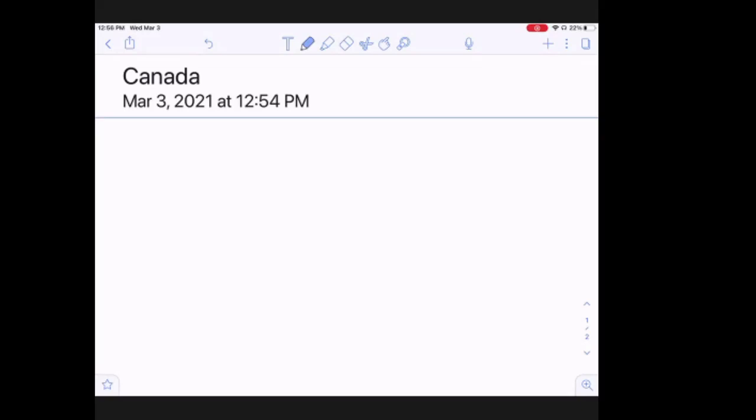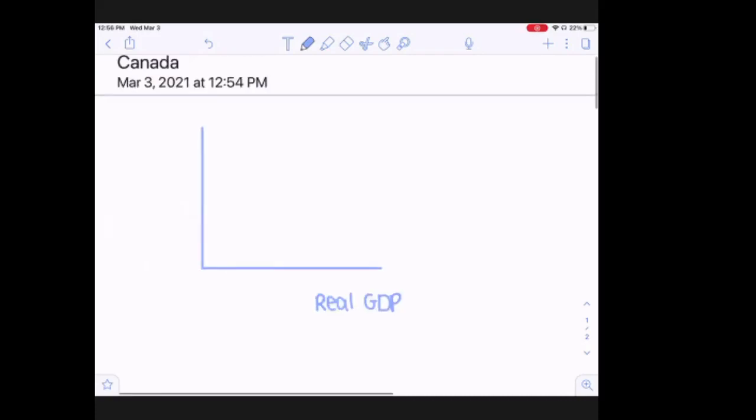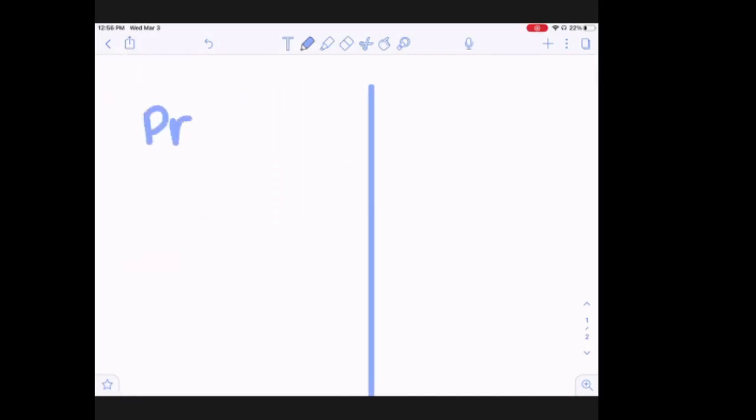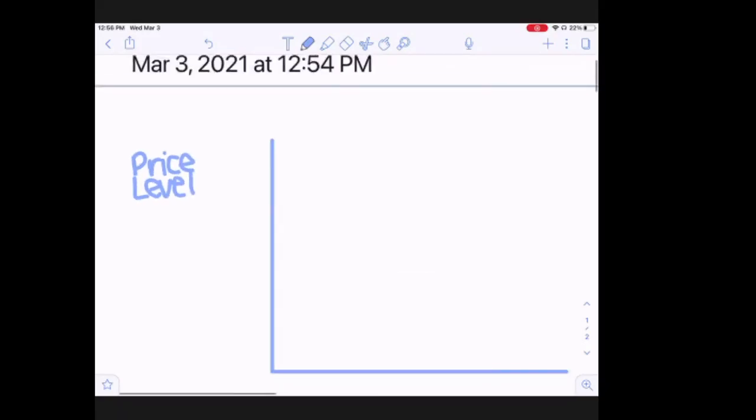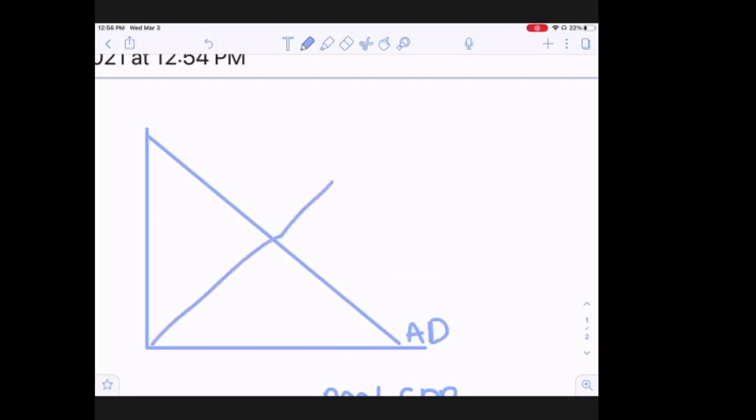So let's get the X and Y axis. All right, so we'll draw our X and Y axis and we'll label them. Real GDP on the X. And then on the Y, we'll call it price level. Then we'll draw an aggregate supply and an aggregate demand curve. So we'll draw the AD curve, right? We'll label that AD. Okay, and then we'll do AS.